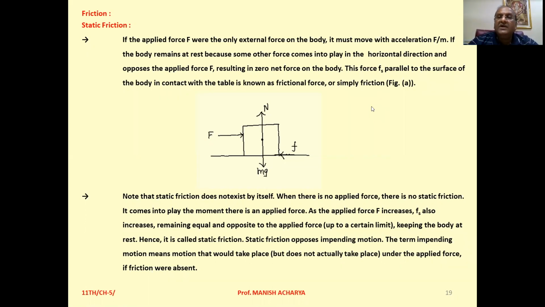That is called impending motion. And friction opposes this impending motion. Clear?